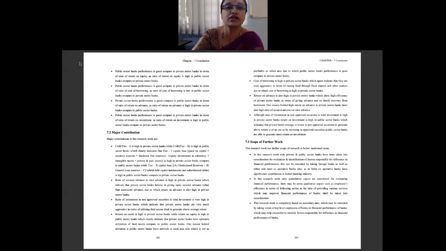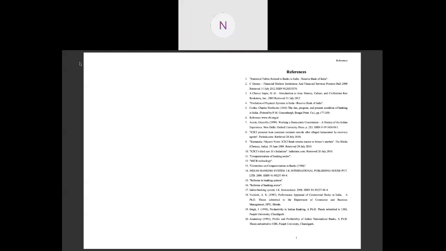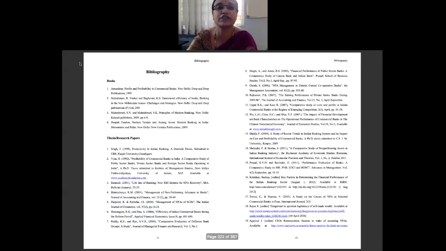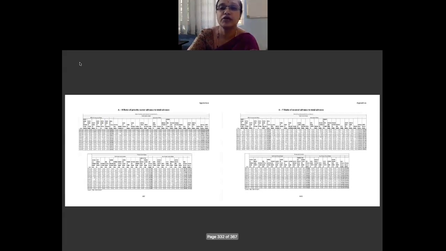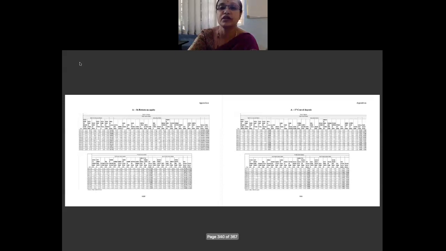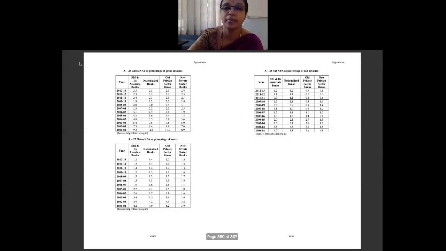Again, please note areas for further research. This is the important aspect of conclusion. And to conclude, they have given the list of references. They have also given a bibliography. Just see here, in the bibliography, they've given books, they've given theses, and in the appendix, they've given all the financial performance data that they have taken from the banks. I will also be sending this thesis to you just for reference.